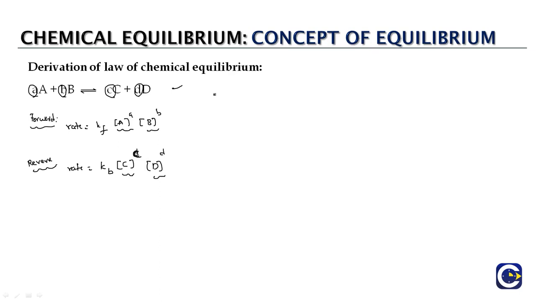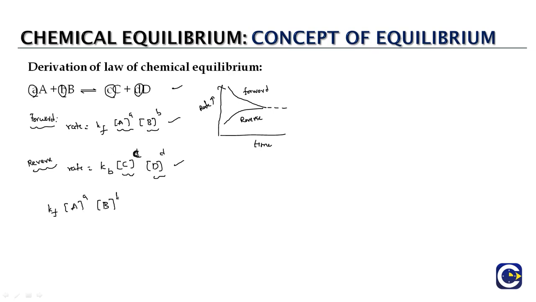Now when we talk about the idea of equilibrium being reached, as we have already seen, the forward reaction rate will decrease with time, and the reverse reaction rate will increase with time. Eventually we'll reach a stage where the forward reaction rate is equal to the reverse reaction rate, and that is what will be the equilibrium. So once we reach equilibrium, the rate of forward reaction is equal to the rate of backward reaction. So what we have is Kf into active mass of A power a into active mass of B power b is equal to Kb into active mass of C power c into active mass of D power d.